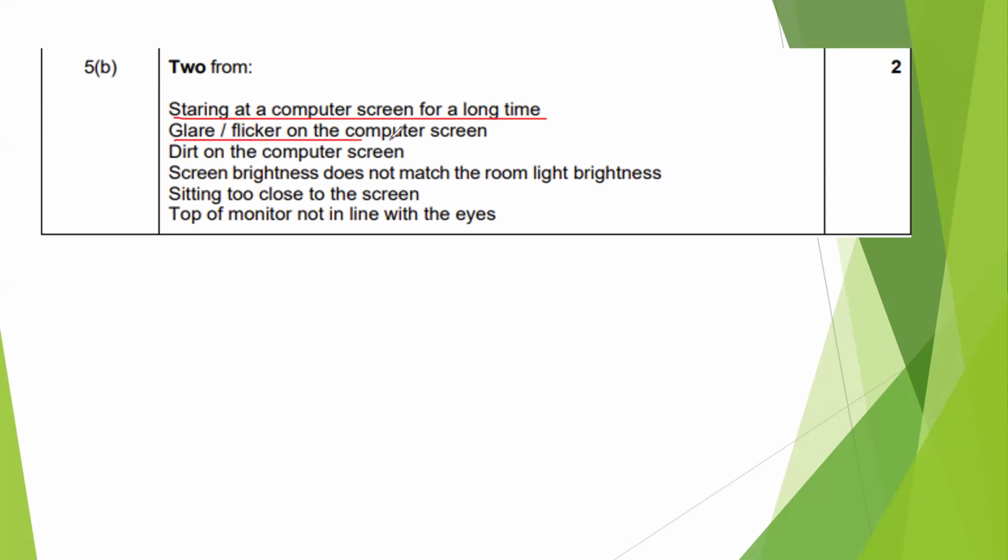Glare or flicker on the computer screen. It happened normally in CRT monitors, but does not happen right now. Dirt on the computer screen. Screen brightness does not match the room light brightness. Sitting too close to the screen. Top of monitor not in line with eyes. Okay.